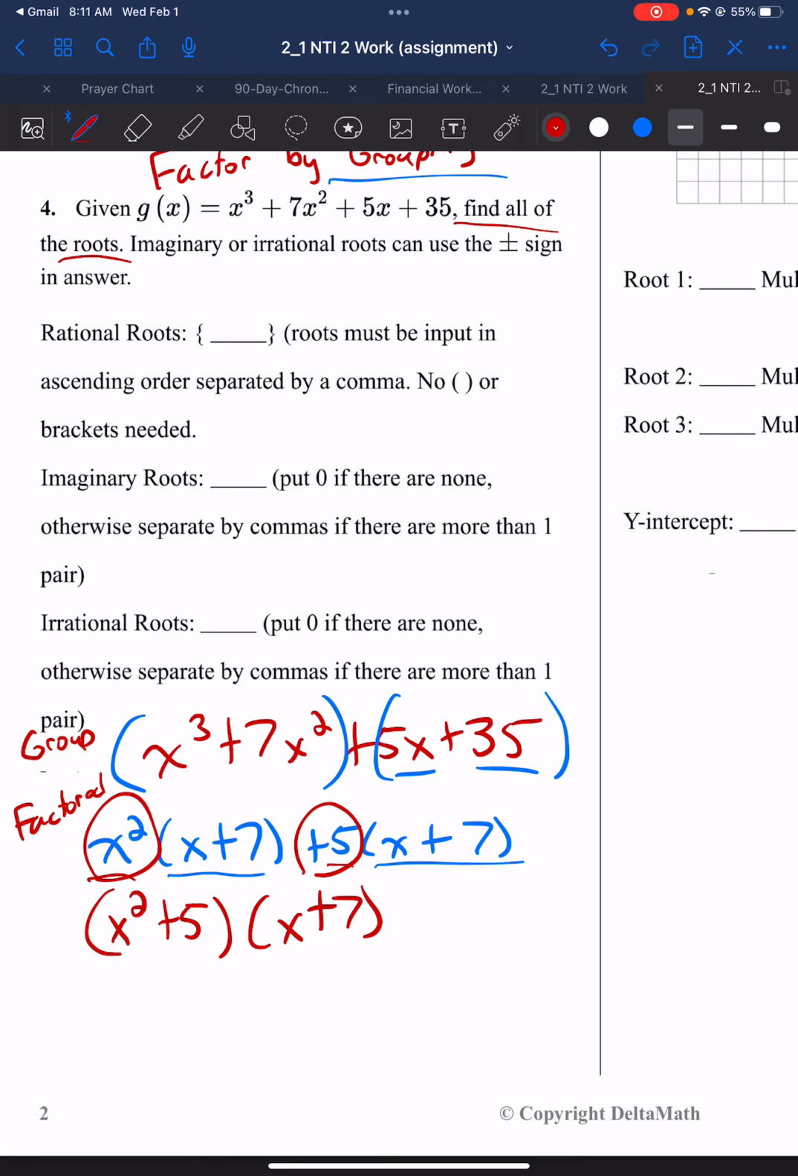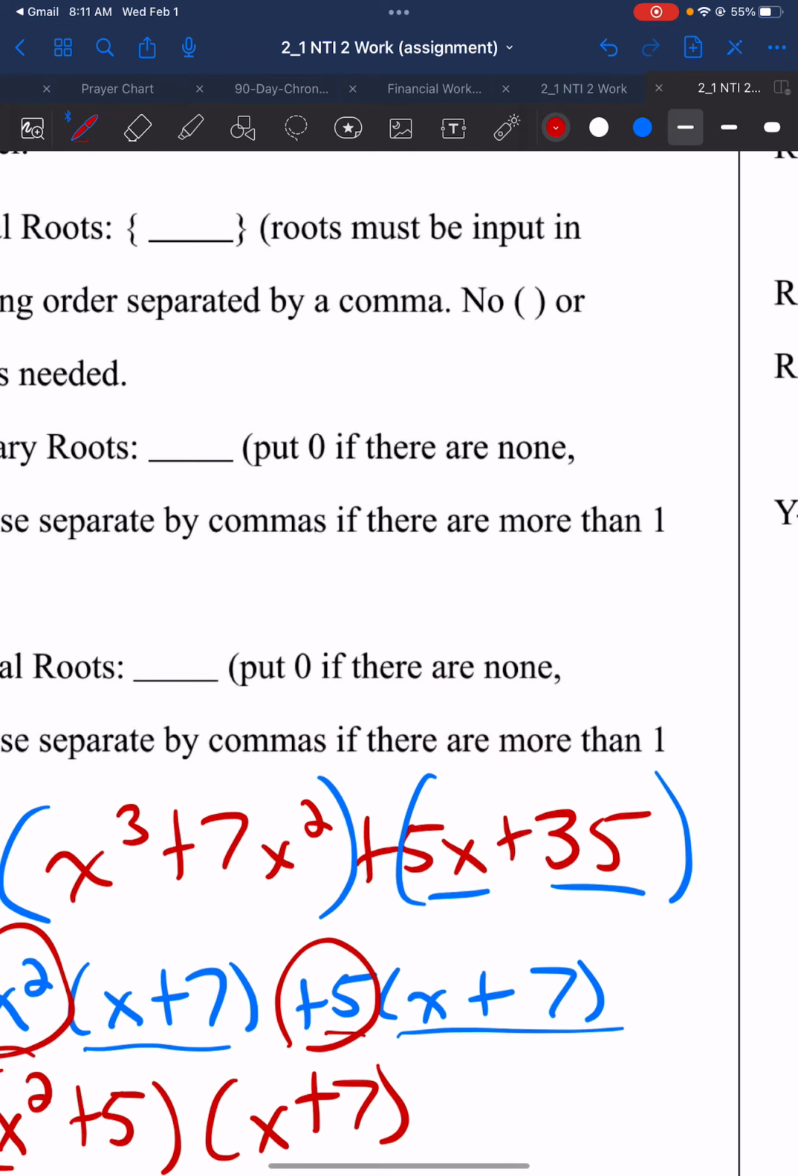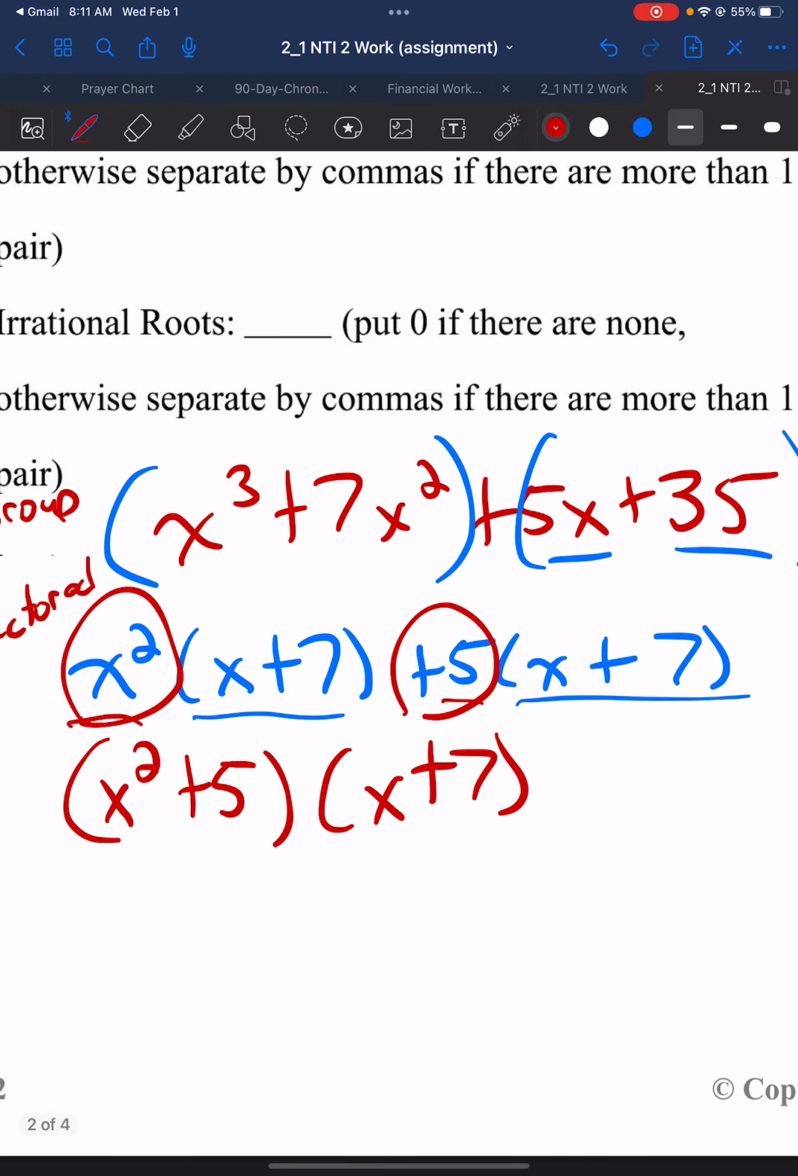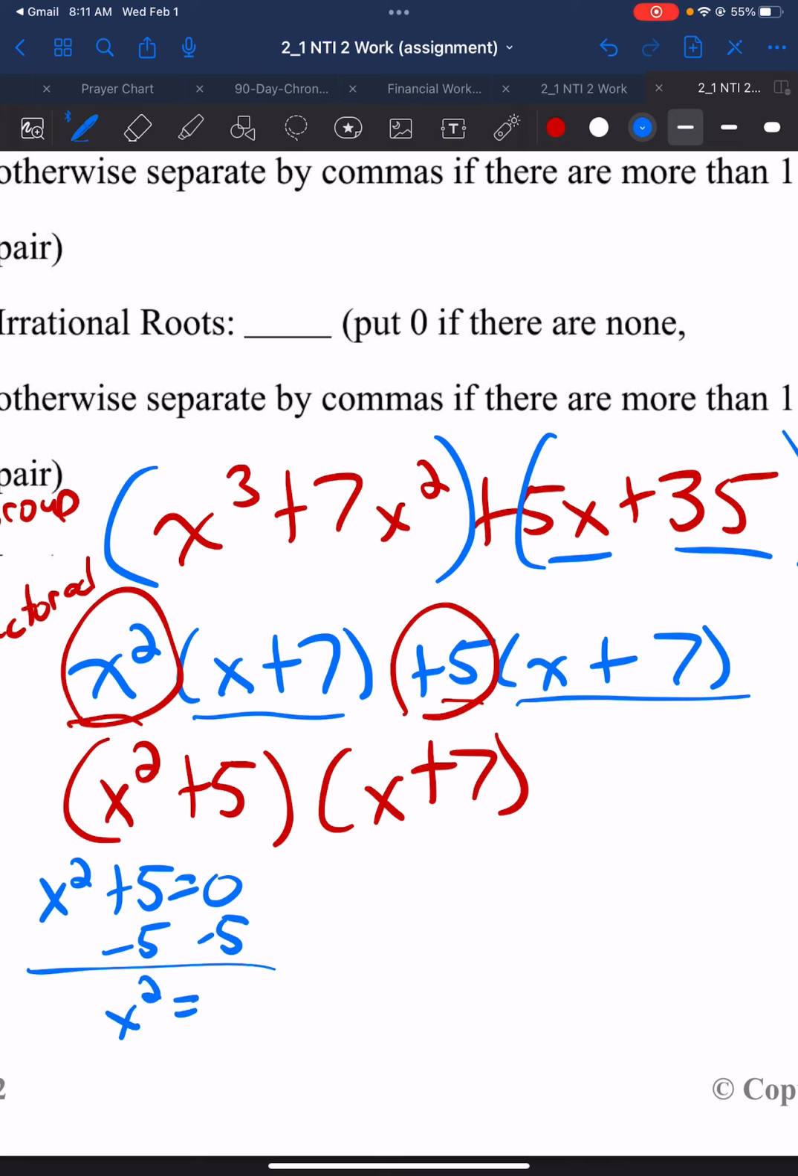Okay, and just like normal, this is a little bit different of a method, but to get roots, that's what it wants, all we have to do is set them equal to 0 and solve. X squared plus 5 equals 0, minus 5, minus 5. I'm left with x squared equals negative 5. To get rid of the squared, I take the square root on both sides, and I have x equals, that negative means I'm going to have an i, like I'm always going to have a plus or minus with my square root. That negative means I'm going to have an i, and the square root of 5 doesn't simplify, so I'm just going to write i square root of 5. So plus or minus i square root of 5.